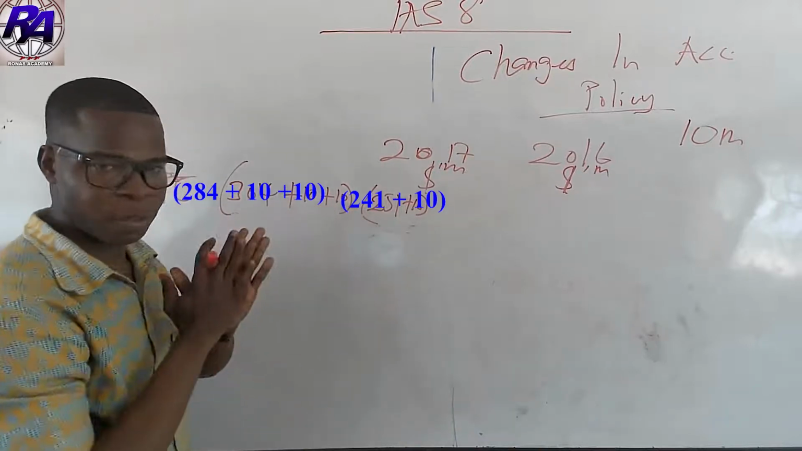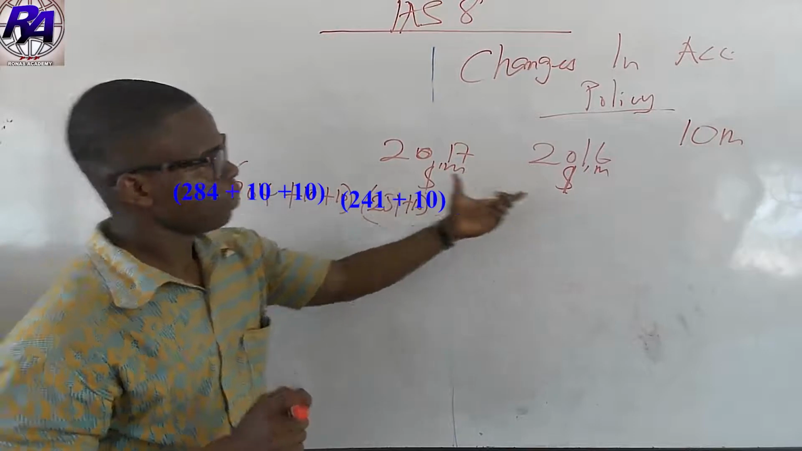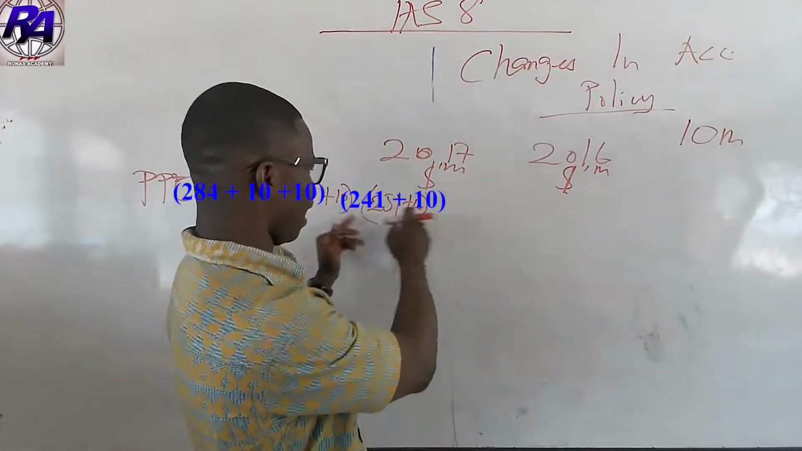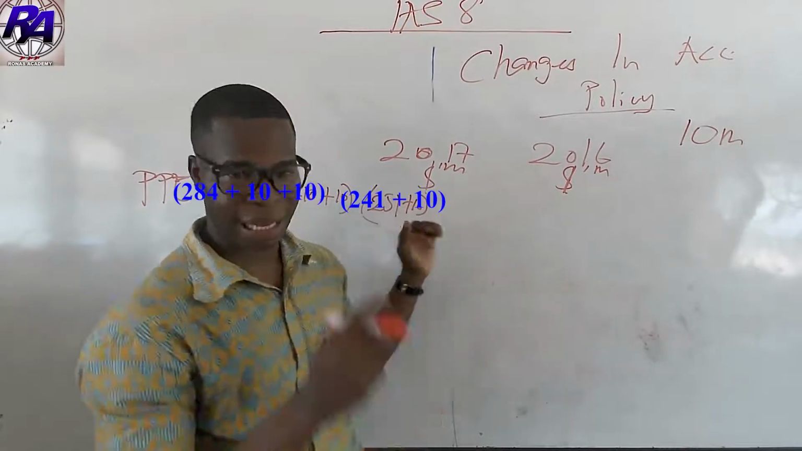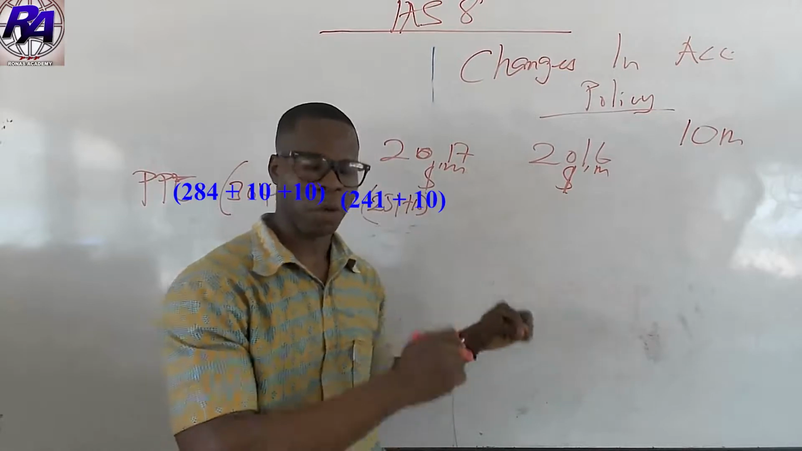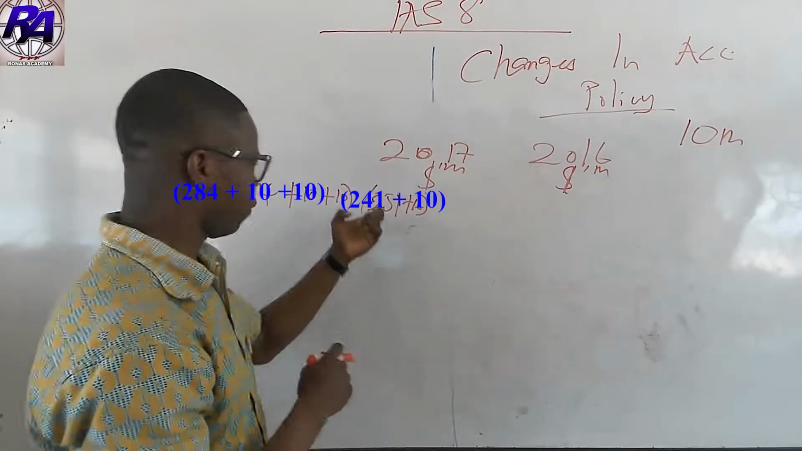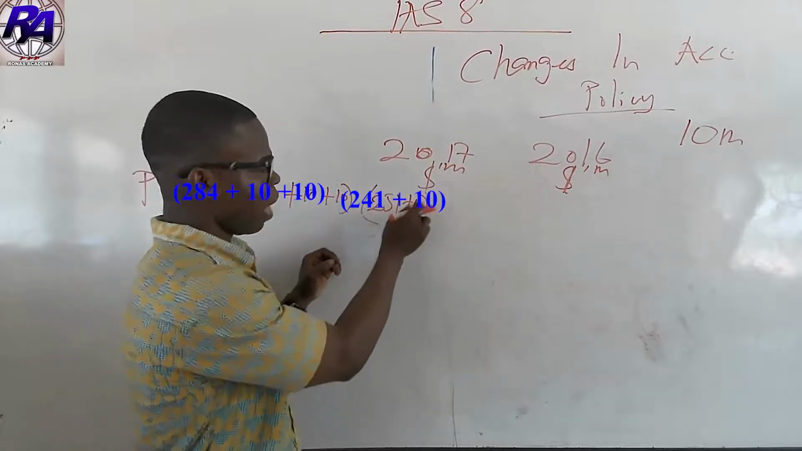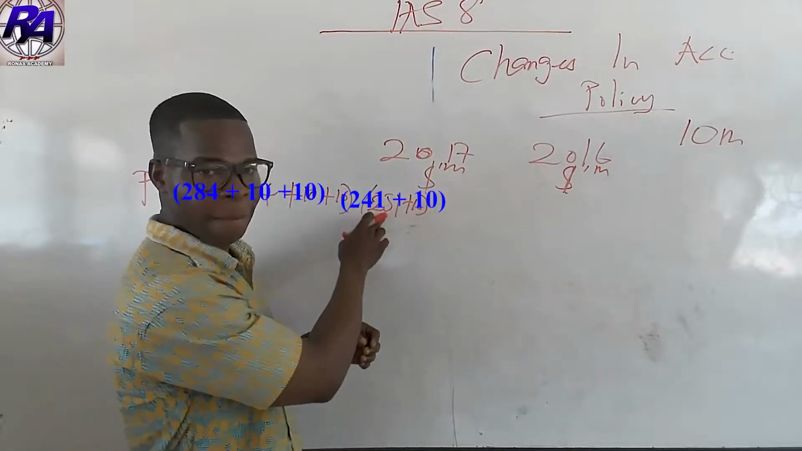So don't be confused. The reason is that in 2017 we didn't do it like that. We captured this 10 million as an expense. That was the old policy. The new policy is saying that we should add it as cost of the item. Then if in 2016 this is our PP, then we should add a 10. So we are adding the 10 to this one.